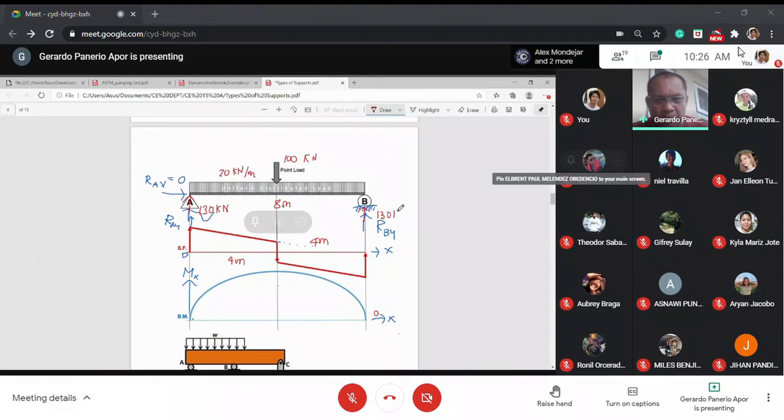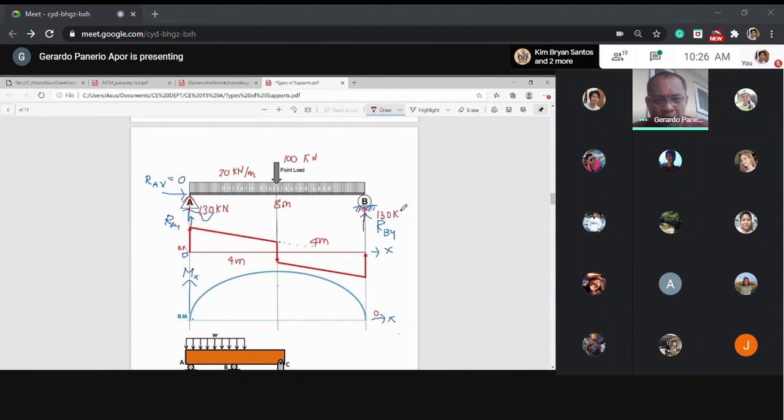And you know, unit is very important. You have to take time to write the units, no? Okay. If you have only 130, we do not know what is 130. But if you put kilonewton or pounds, we already know that that is a weight.